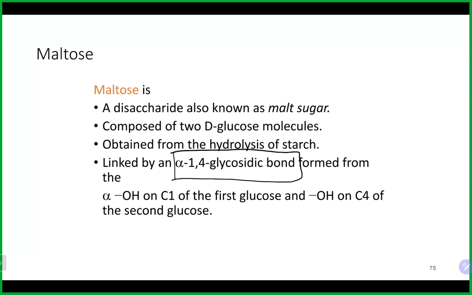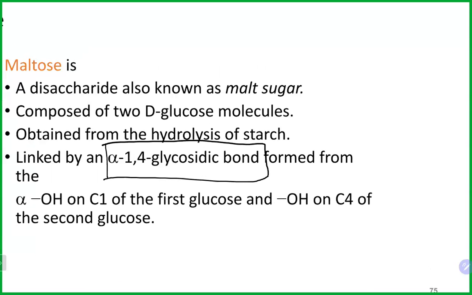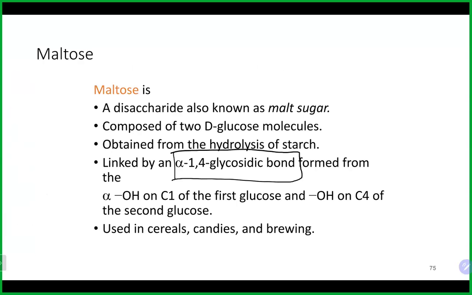It's alpha positioning on the carbon number 1 attached to carbon number 4, making a bond between those two as you remove water in this particular case. So let's take a look at that guy there. Not that, look a little bit closer. It's used in cereal, candies, and brewing. And it is found in both the alpha and beta form.